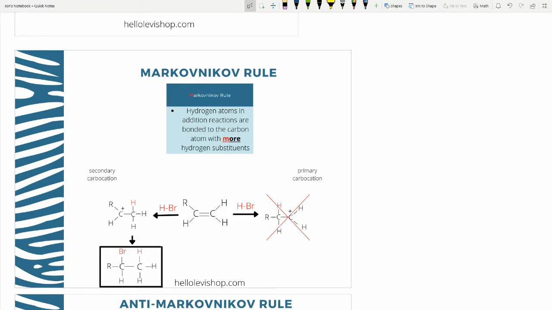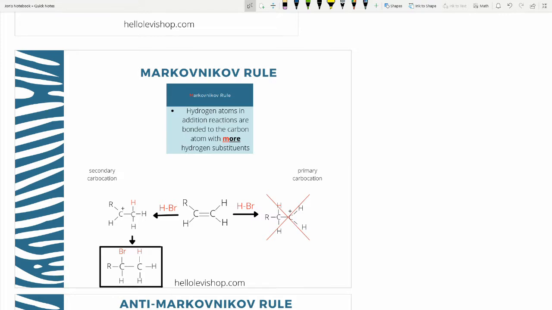Now, if we look at the reaction in the middle, we have a general 2-carbon alkene. On the left of the double bond, we have an R group and 1 hydrogen. On the right, we have 2 hydrogens. Now, if we follow Markovnikov's rule, when we add the HBr, we add the hydrogen to the carbon atom with more hydrogen substituents, as seen in the red hydrogen.